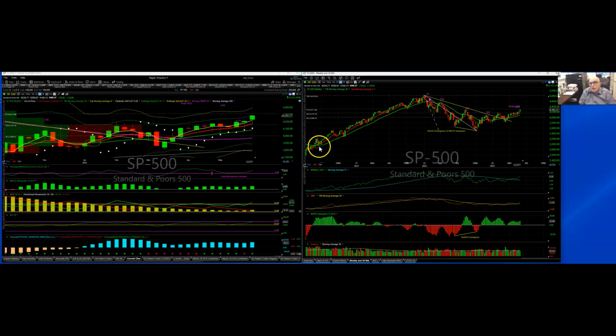If you bought here and sold here, went short, in other words, it's a long and short strategy, right? And then you went long again here. Look at it over 10, 20 years and tell me what the return on investment would be, etc. So we hope to have that data soon.